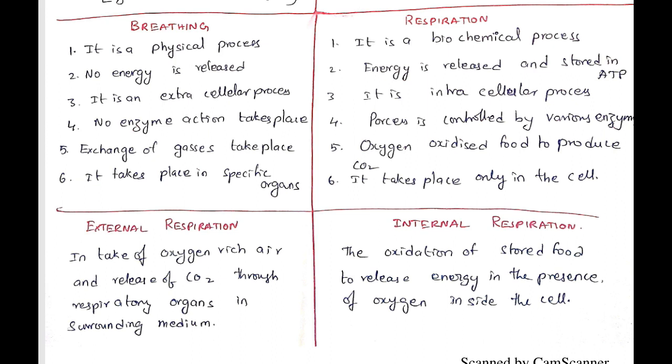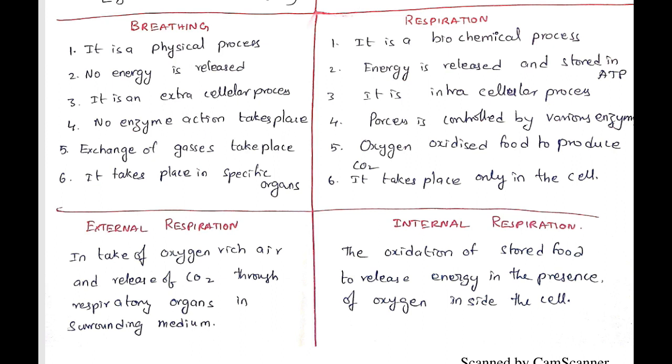Breathing is nothing but exchange of gases, which I have explained, whereas in respiration the already contained glucose is oxidized and it produces energy and carbon dioxide, whereas breathing takes place in specific organs, friends. You know that organs: our nostrils, larynx, pharynx, trachea and lungs, friends. What is external respiration and internal respiration? External respiration is similar to breathing, and internal respiration is similar to respiration, friends.